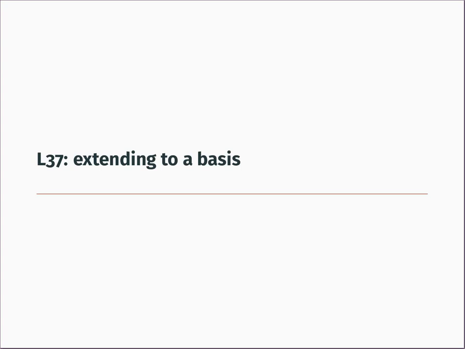In this video, we're going to look at a way of taking a linearly independent sequence in a finite dimensional vector space and extending that, so adding some more vectors to make it into a basis. Once we've done that, we'll be able to prove that every finite dimensional vector space actually has a basis.